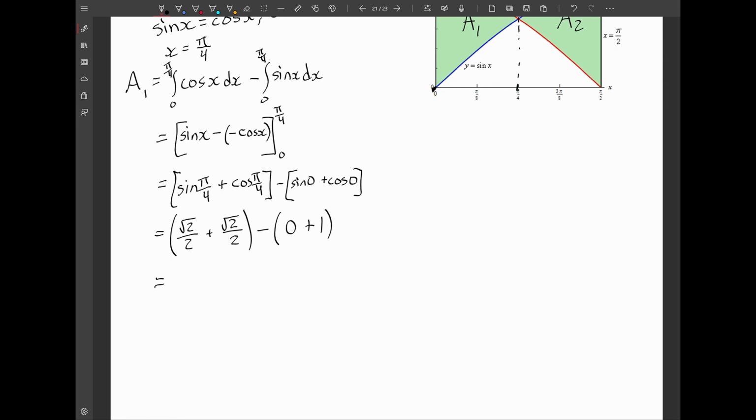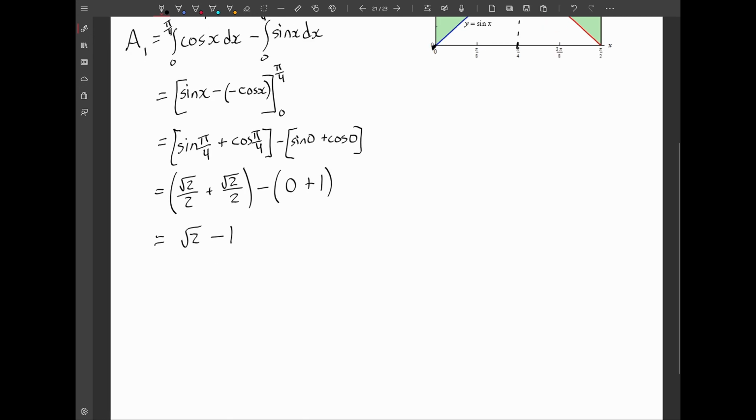So what I get, root 2 over 2 plus root 2 over 2 is just root 2. And then we subtract 1, because 0 plus 1 is, go figure, 1. So that's area 1. Let's do area 2.